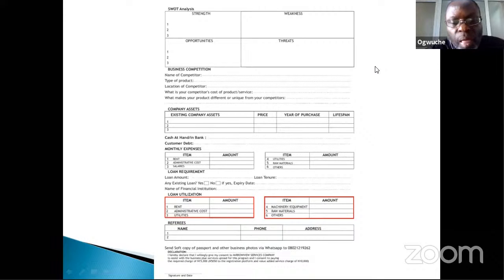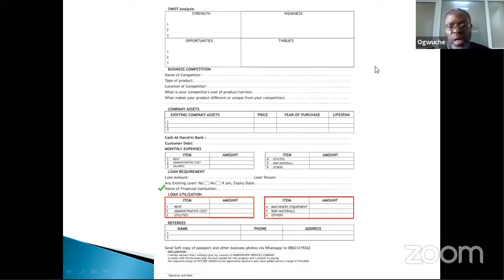Any existing loan, they want to know, because they wouldn't want individuals to be burdened with so many loans. So you indicate how much, if you have an existing loan from another bank or other microfinance banks, you let them know. Then you tell them the expiry date, when the loan is going to be expiring, so that they'll be able to know. Name of the financial institution. So if you say yes, then of course you let us know the name of the financial institution.